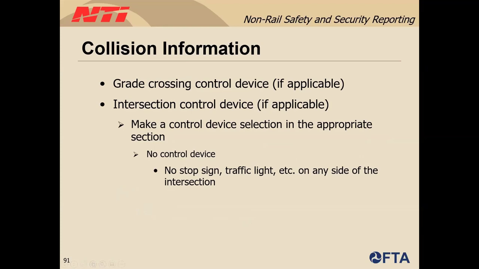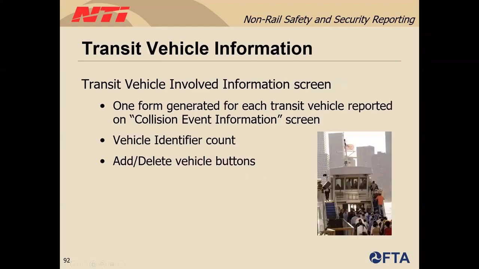If you choose roadway, intersection, or grade crossing, the system will generate the categories for the intersection control and grade crossing control devices, if applicable. Based on your location, one of these categories will always be not applicable. The control device selection is used only if there is no control device on any side of the intersection. If your report does not include the information, you can look it up on Google Maps. At this point, we have completed the collision event information screen.